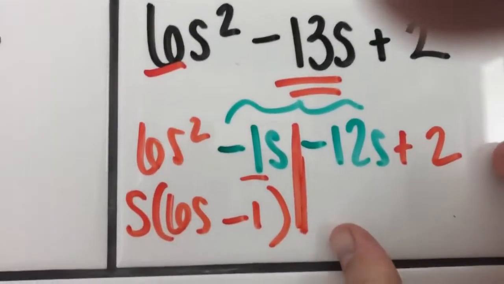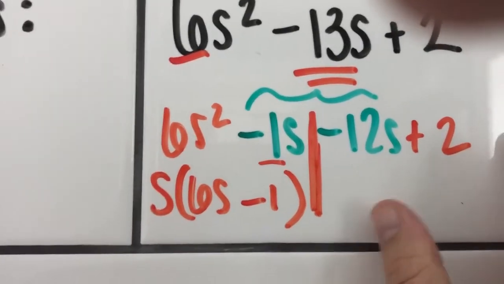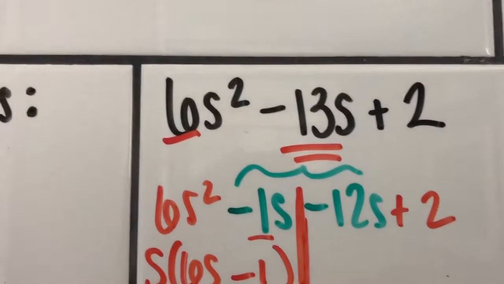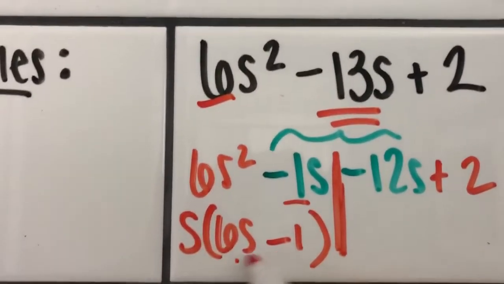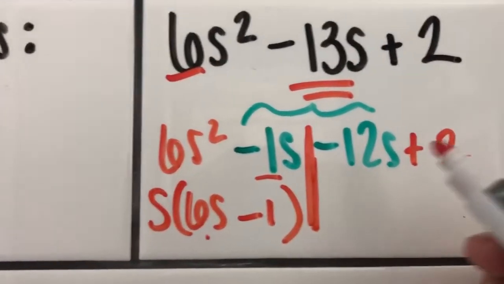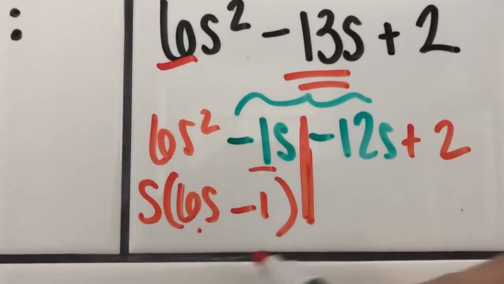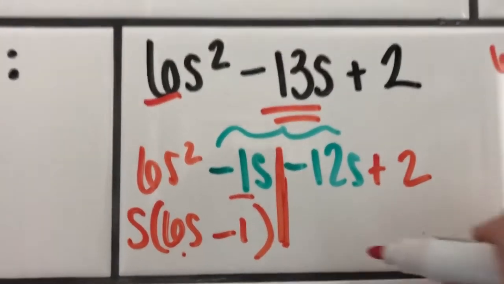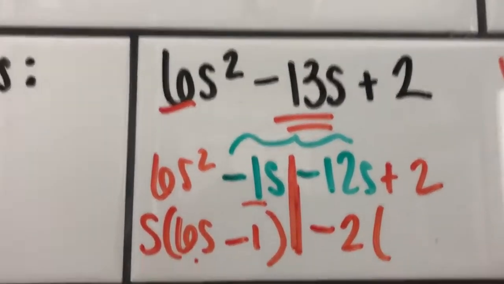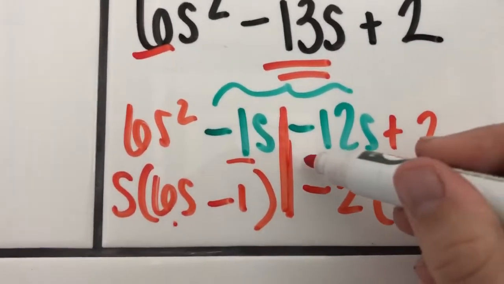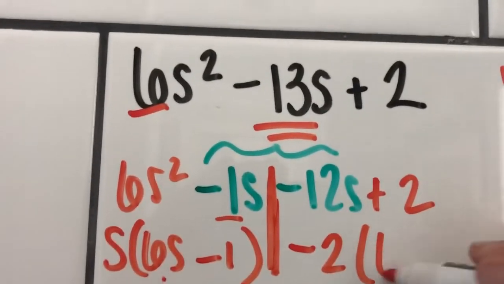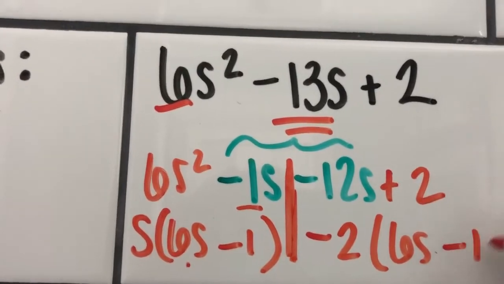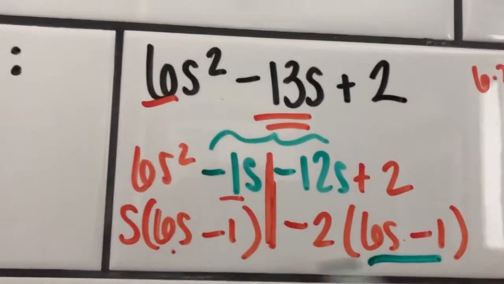Next, I have the second chunk that I'm dealing with. And with this, I need to pay a little bit closer attention. I need what's left over to be the same as this. It needs to be the same. So what can I pull out of this chunk to make this also 6s minus 1 left over? Well, I could pull out a negative 2. When I pull negative 2 out of negative 12s, I'm left with 6s. And when I pull negative 2 out of 2, I'm left with minus 1. Notice how these are the same. That's what I was talking about.